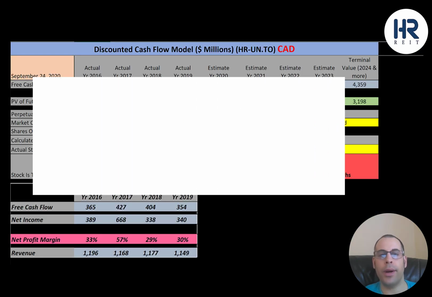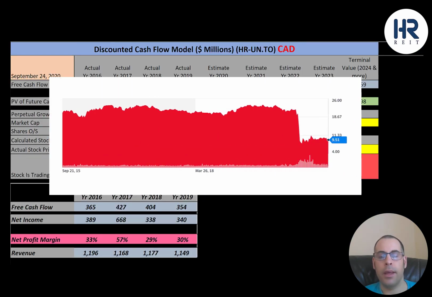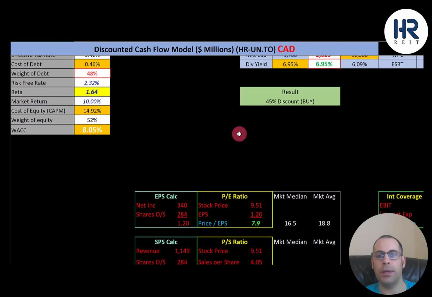Let's see where the stock has been trading the past few years. The stock has been trading in the mid to low 20s for a long time. Then in March, April, when the market crashed, this stock crashed big time, and it's been sitting down there ever since, so it hasn't really come up. So it looks like it could be a great value. Let's look at the financial ratios.